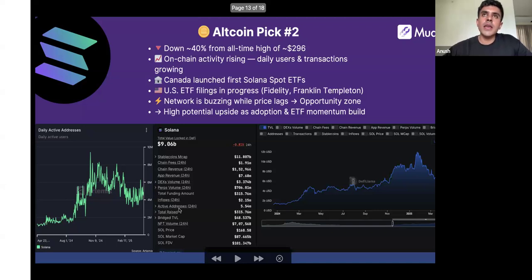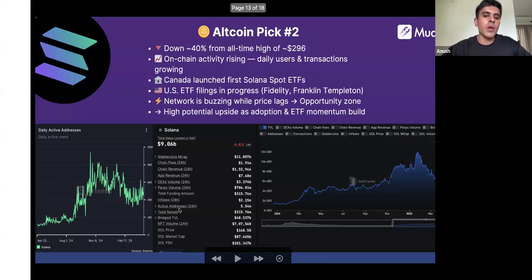We're also now starting to see institutional adoption scale up. Just recently, Canada approved the first Solana spot ETFs. They are live and trading already. And that's a huge step, not just for Solana, but for the entire altcoin space, right? Now, these ETFs aren't available in the US just yet, but there are signs that they may be coming in the near future, right? Big names like Fidelity, Franklin Templeton have already filed applications for Solana spot ETFs in the US. And if we get approval in the near future, that could change the game entirely.